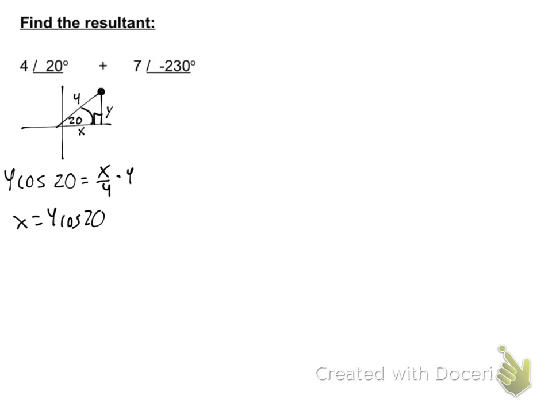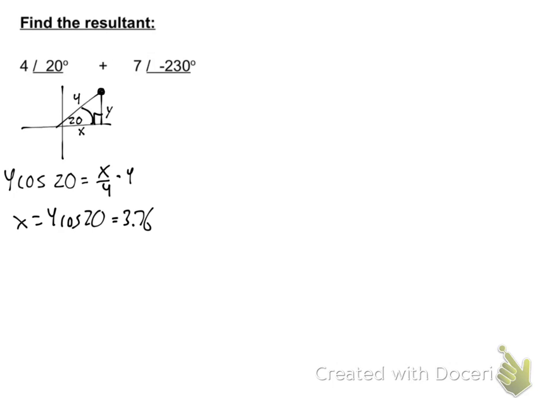Let's go to 2 decimal places. What would that be? 3.7. 3.7, sorry. 3.76. Is everybody okay with that?